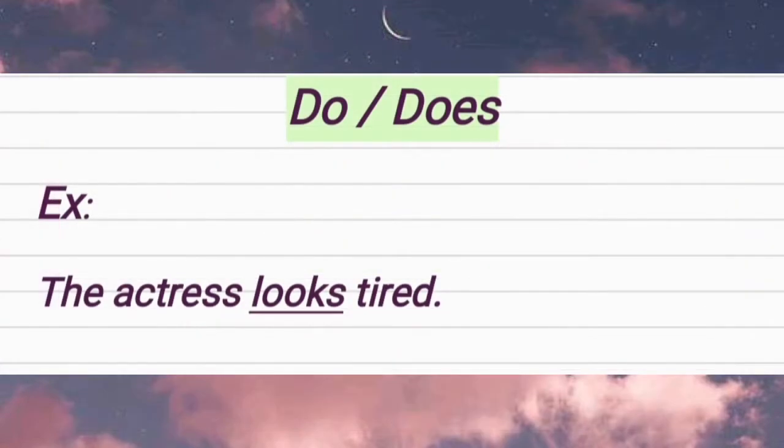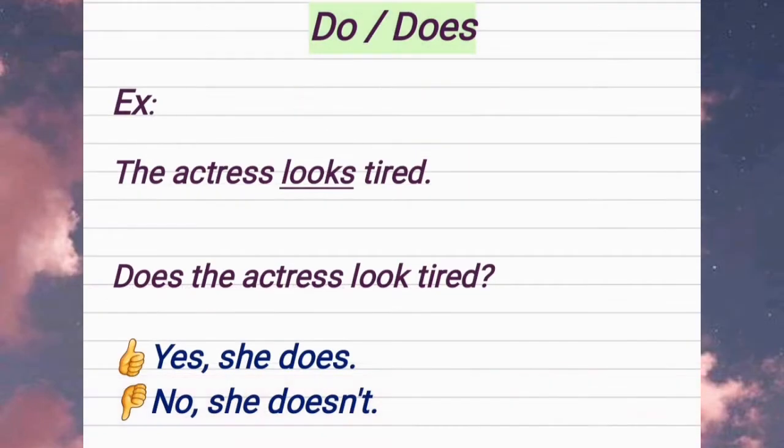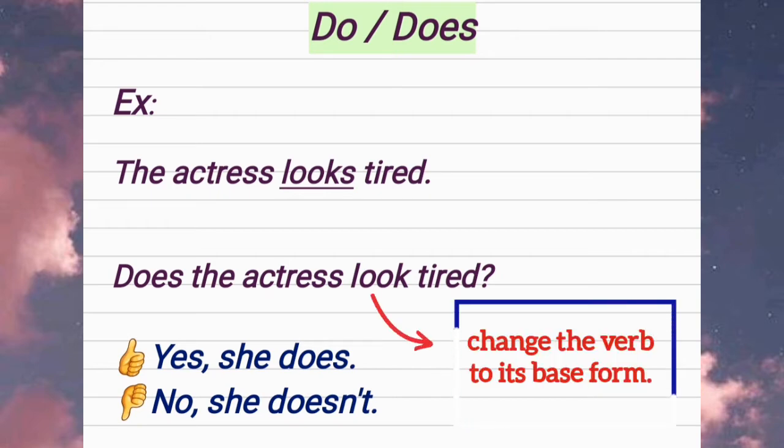Well, let's take an example. The actress looks tired. The verb here is a state verb, and it is looks. And the subject is the actress. The subject here is singular, and we can use the pronoun she instead of the actress. That means to make it a question, I should use does. So all you have to do is to add the word does at the beginning of the sentence and change the verb to its base form and finally put a question mark at the end.